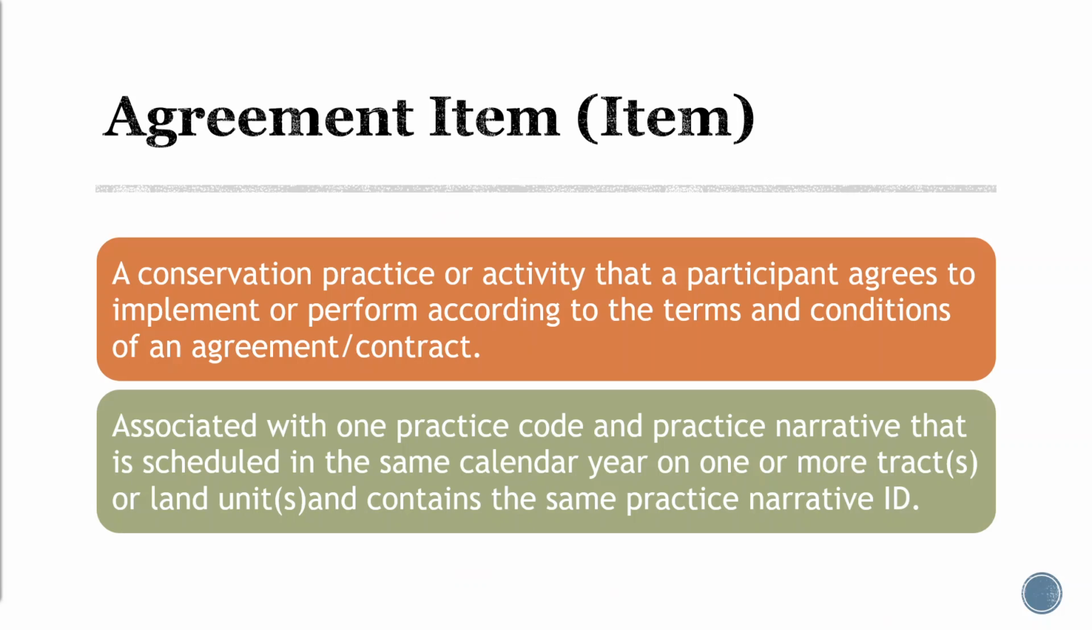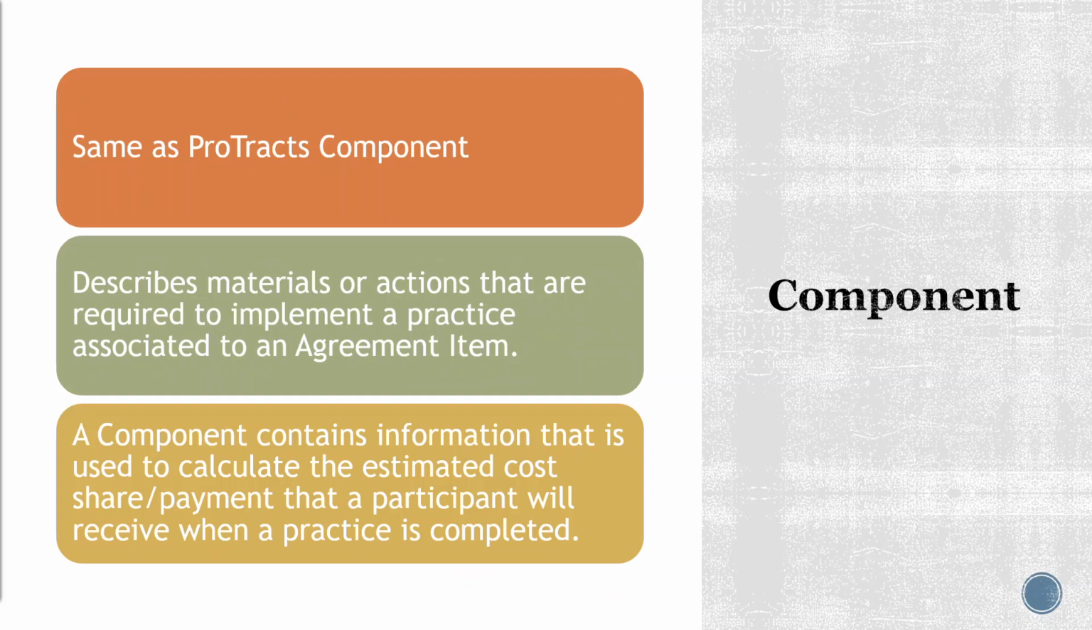An agreement item is pretty basic, but it's a conservation practice or activity that a participant agrees to implement or perform according to the terms and conditions of an agreement or contract. Associated with one practice code and a practice narrative that's scheduled on the same calendar year. So you could bundle these together, or they could be a whole bunch of separate ones depending on what they have. So that's an agreement item, or it would be our contract item from the past.